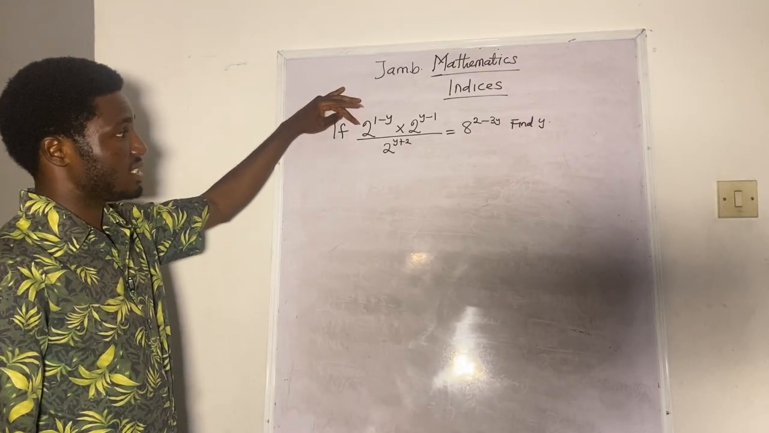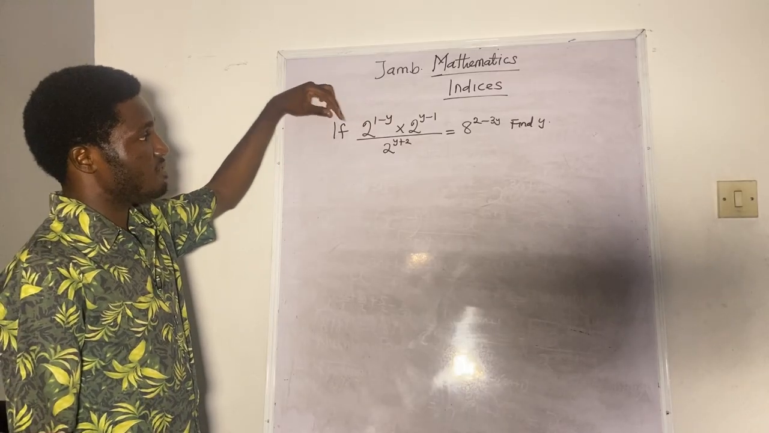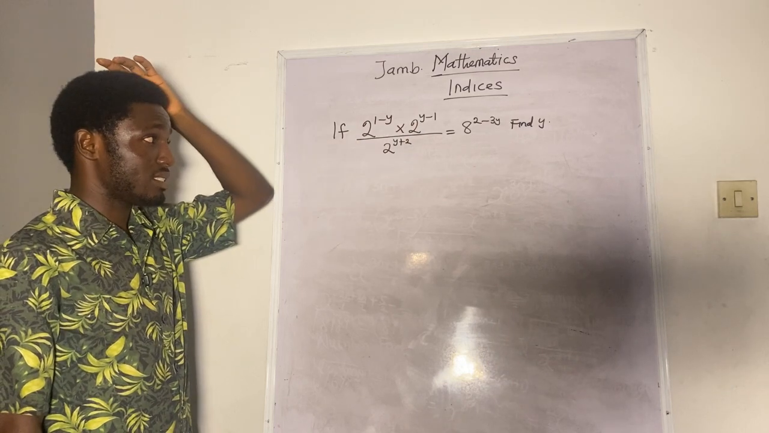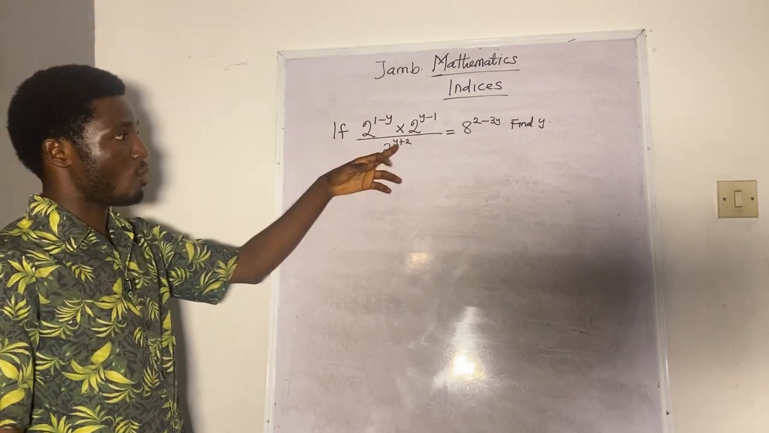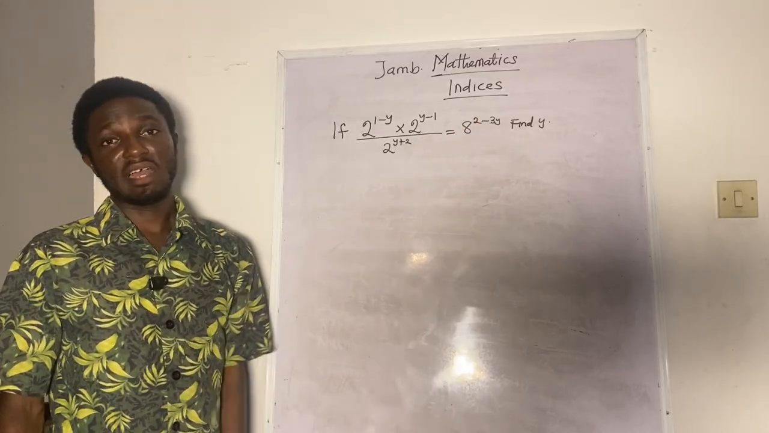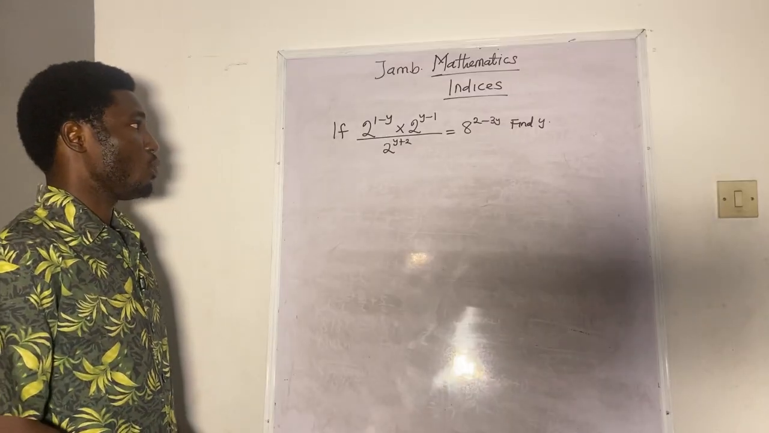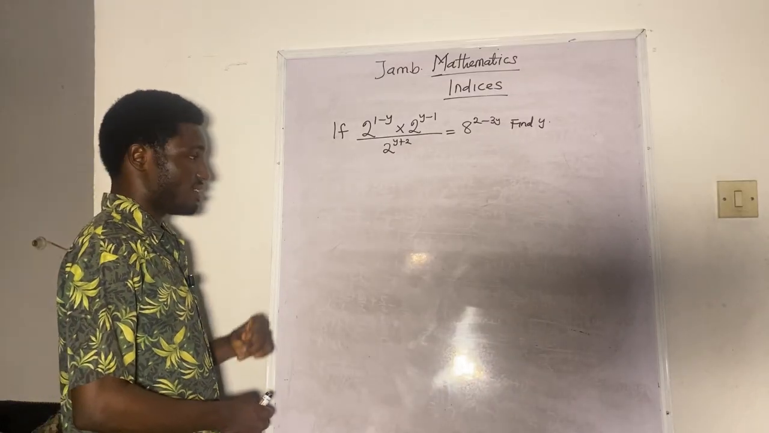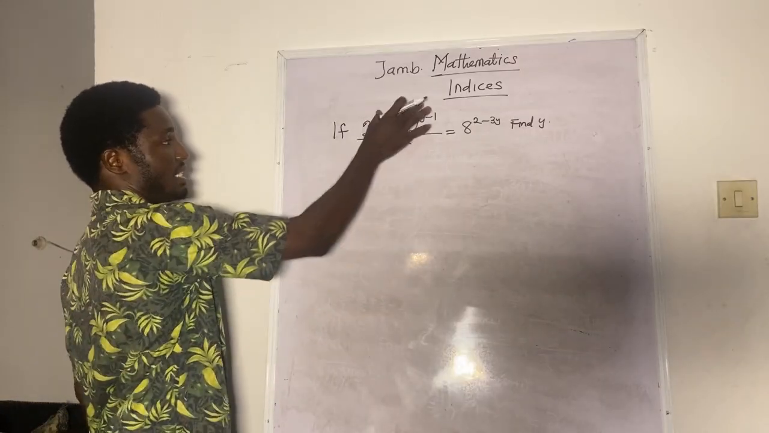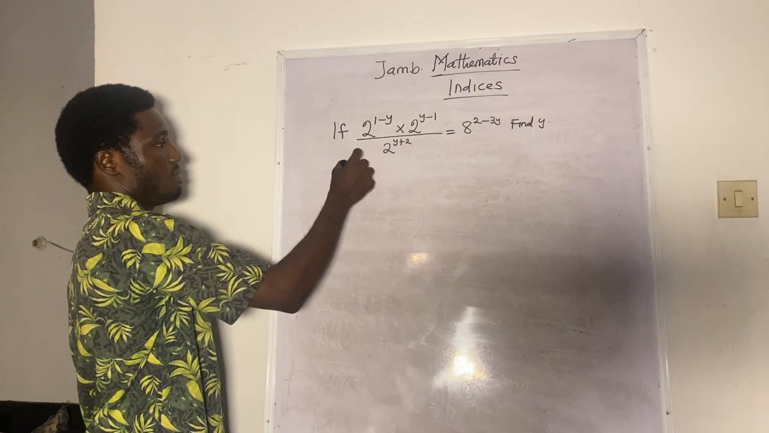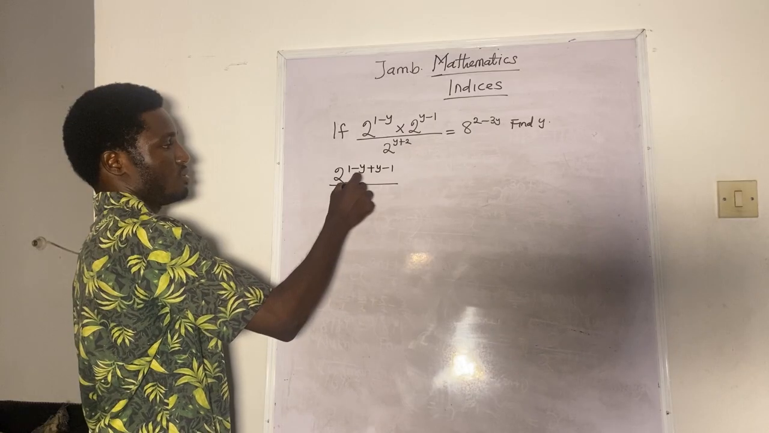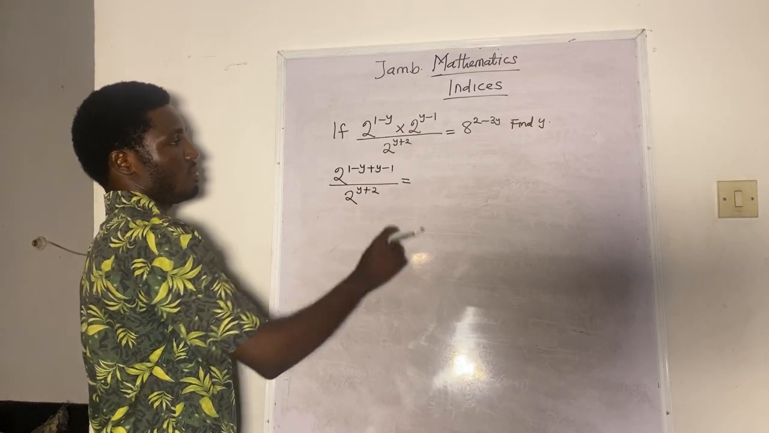As you can see here, the question is, if 2 raised to the power of 1 minus y, times 2 raised to the power of y minus 1, upon 2 to the power of y plus 2, equals a to the power of 2 minus 3y, we should find y. So we break it down and simplify as we go along. Since the bases are the same and we're multiplying, we can add the powers. So that becomes 2 to the power of 1 minus y plus y minus 1, over 2 to the power of y plus 2, equals.